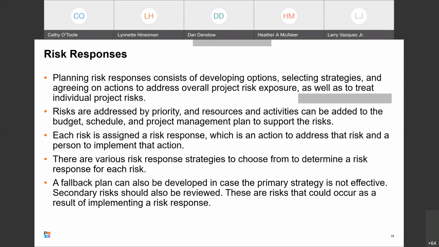There are various risk response strategies to choose from to determine a risk response for each risk, and you can create a fallback plan that could be developed in case your primary strategy is not effective. Secondary risks should also be reviewed. These are risks that could occur as a result of implementing a risk response.